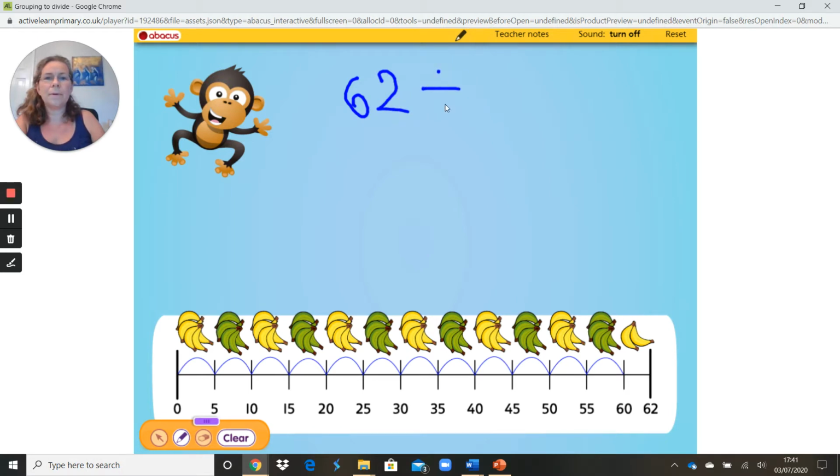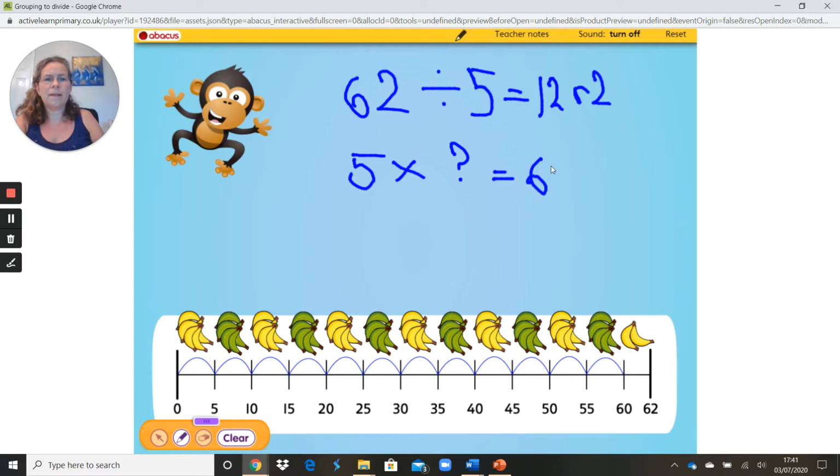62 divided by 5, because 5 bananas, is equal to 12, with 12 bunches with 2 bananas left over. Or 5 times something equals 62.